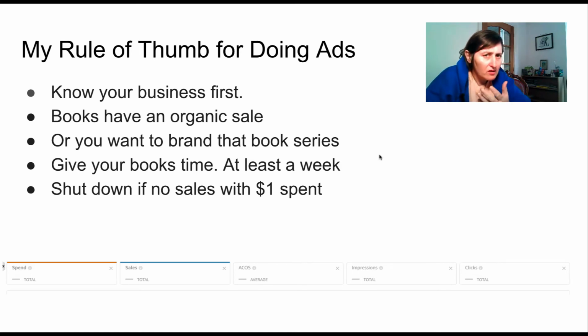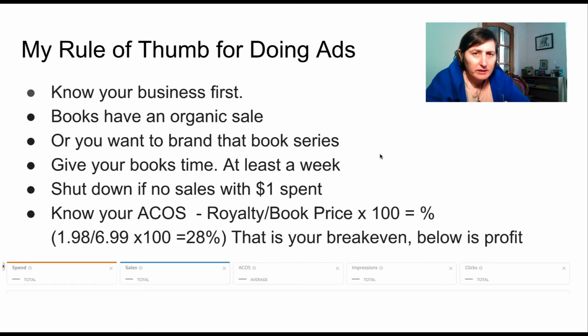And before I even start thinking about adverts, I need to know what my ACOS is. So to work out your ACOS, you take your royalty divided by the book price times 100. So for my best-selling book, I know that I get a royalty of $1.98. The book sells at $6.99 and it gives me 28%. So if I hit 28% on my ACOS, I've broken even. If I'm above that 28%, I am making a loss. And if I'm below that, it is profit that I am making. So you need to know your ACOS for any books that you are running an advert for.